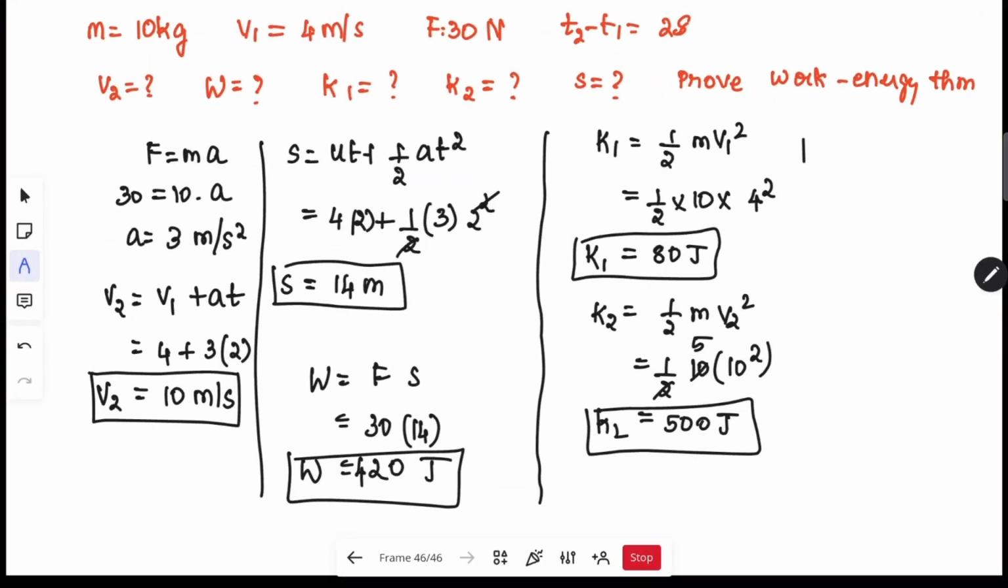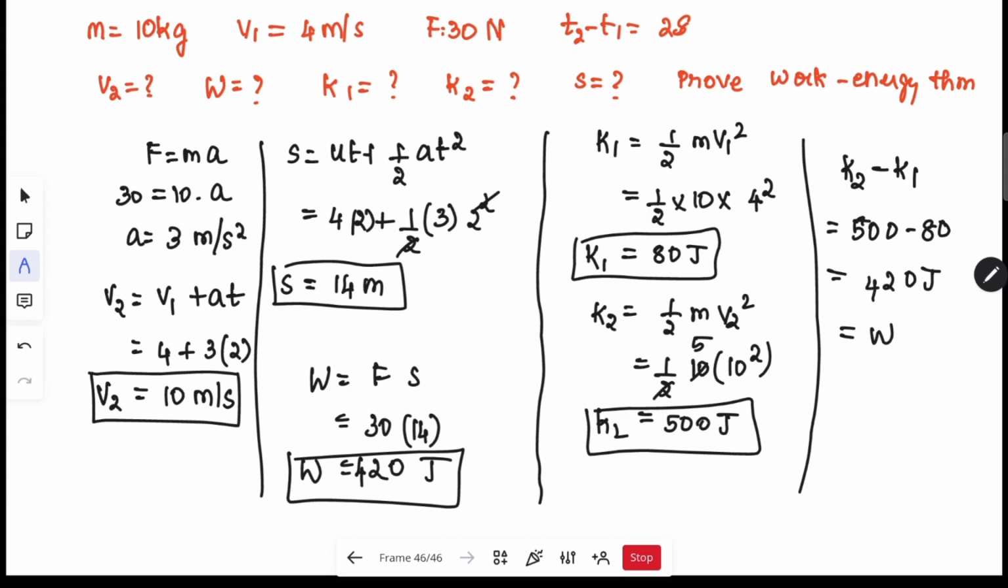Then we need to prove the work energy theorem. So work is 420 joules. Now change in kinetic energy K2 minus K1 is 500 minus 80, which leads us to 420 joules, which is equal to work. So same as work, so this proves the work energy theorem.